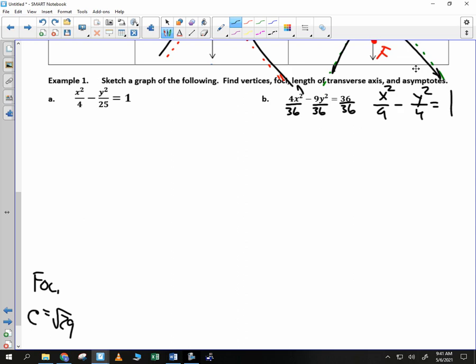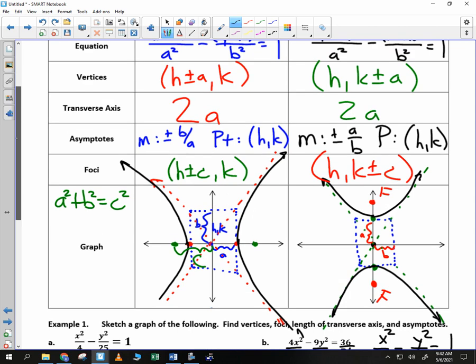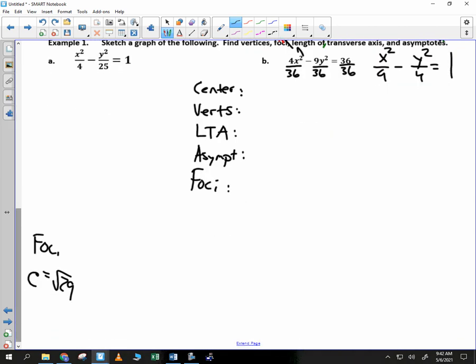So here we go. So let's do the center. We will do the vertices, length of transverse axis, asymptotes, and foci. Is that everything? Yeah. What's the center for this one? Yep, just (0, 0) again. There's no shift. Makes it nice.